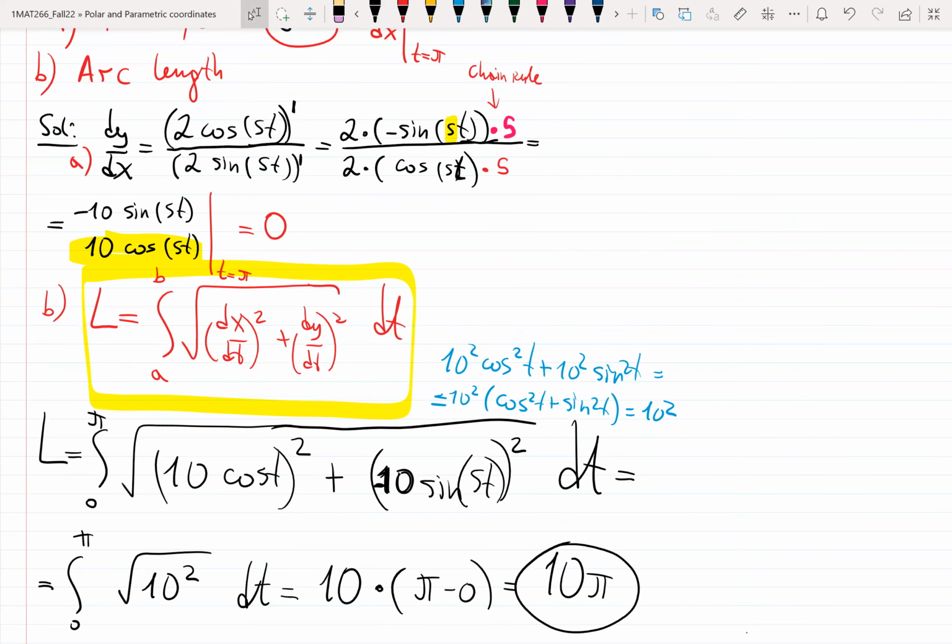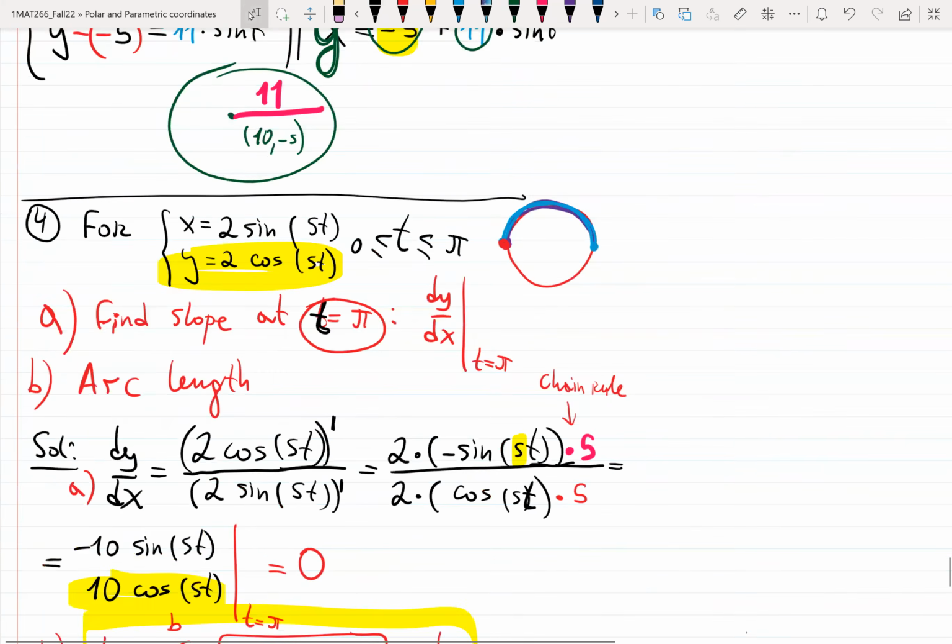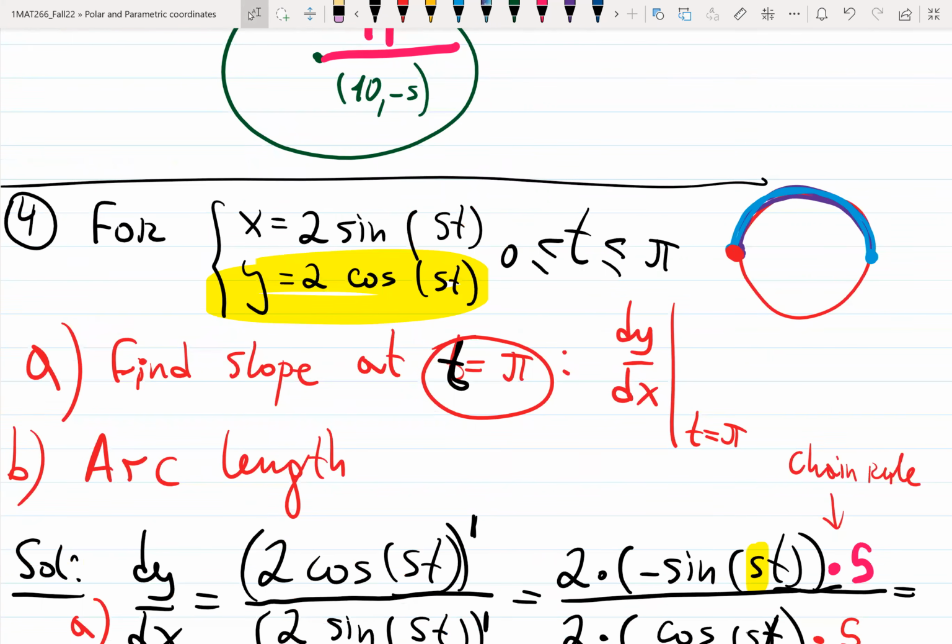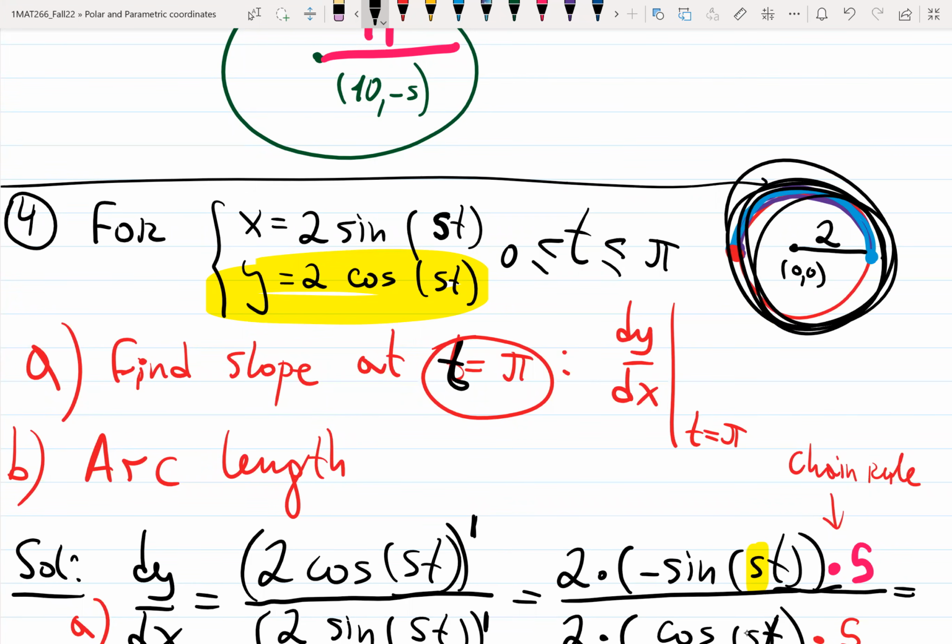Isn't it cool? By the way, do you know what the shape of the curve is? This is a circle centered at 0, 0. The radius is 2, not 5. And it's going around the circle 5 times faster than the usual one. The usual circle has sine t, cosine t. This one is 5 times faster, scrolling around very fast. But it's still centered at 0, 0, with radius 2.